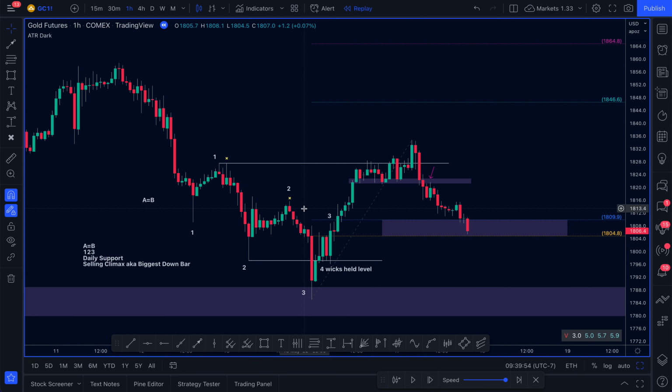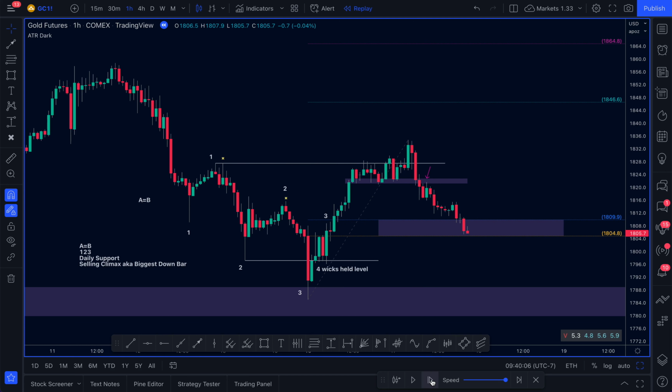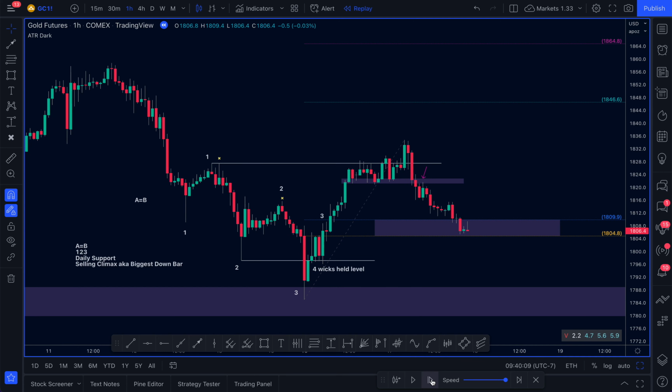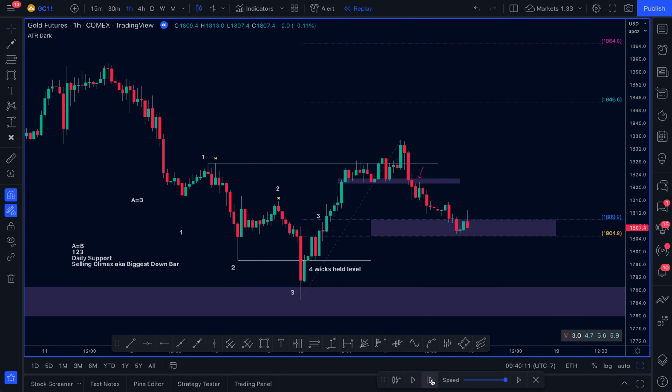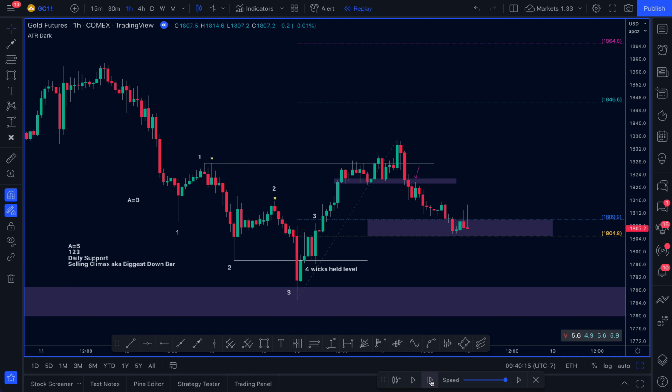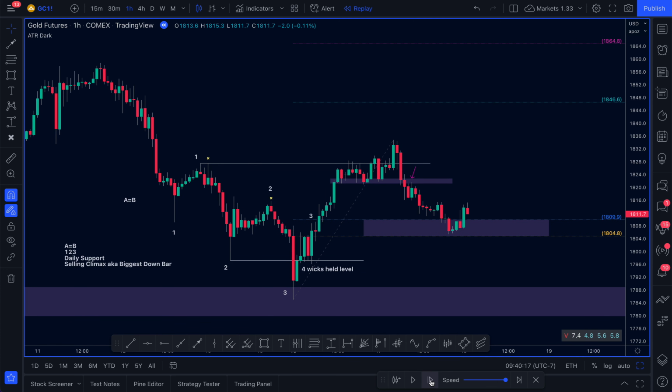A lot of people would buy immediately on the 618, and I've been known to do that as well, but sometimes I prefer a little bit more confirmation. So let's see what happens as we watch price trade in the 618 zone. So first test of the zone is held. And as you can see, there's clear sign of buyers bidding off of this level at this point.